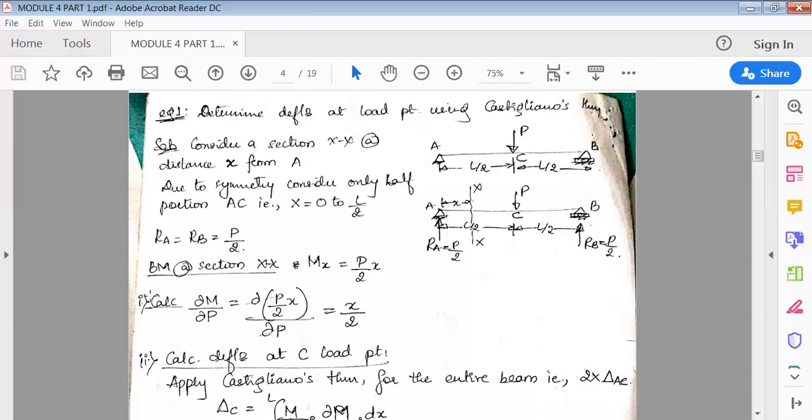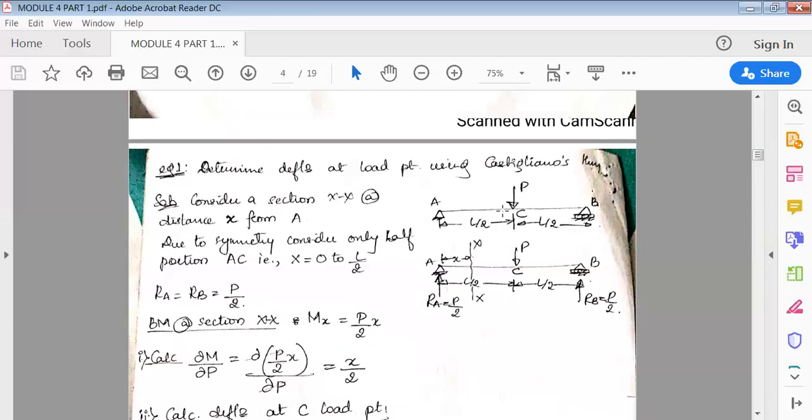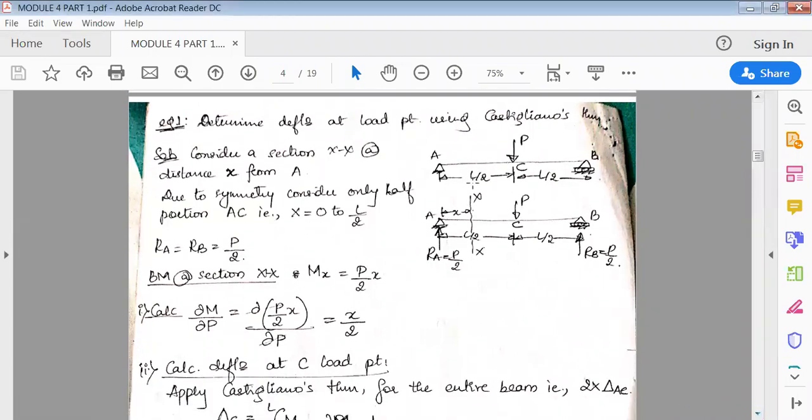So the bending moment in the section XX, which I've cut here, is given by Mx. I'll look at the left side. To the left side, there is only one force, and it is going clockwise, so it is positive. So the bending moment is P by 2 into X.